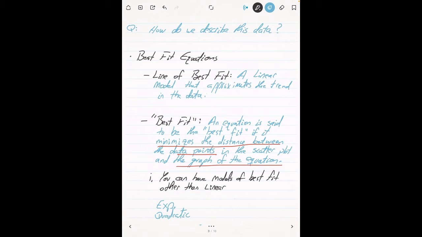Heck, I've even been in a class where we used a circle of best fit. We actually created, for a given data set, we found the circle of best fit where we drew a circle that would minimize all the distances between the data points. That doesn't really happen that often. More so, you would use linear for straight lines, as well as exponential or quadratic at times to model data.